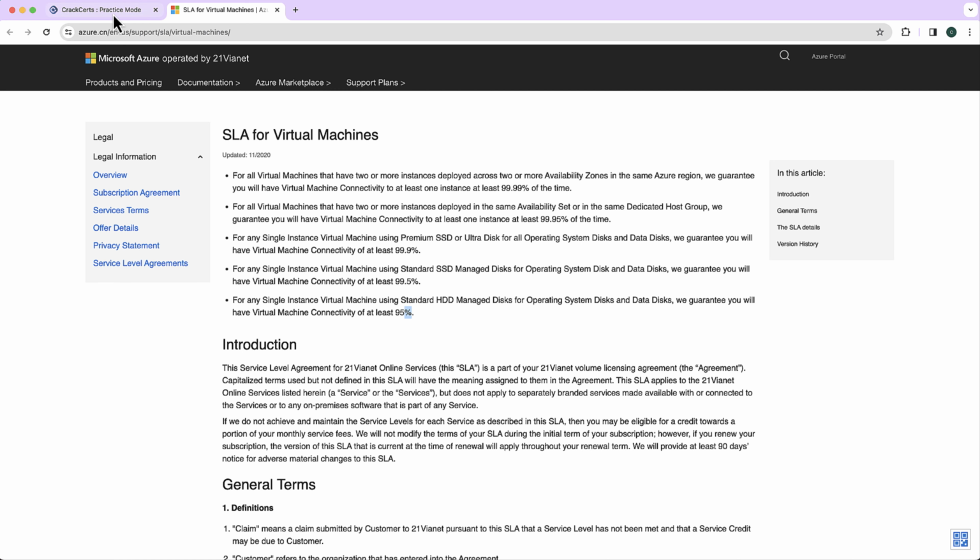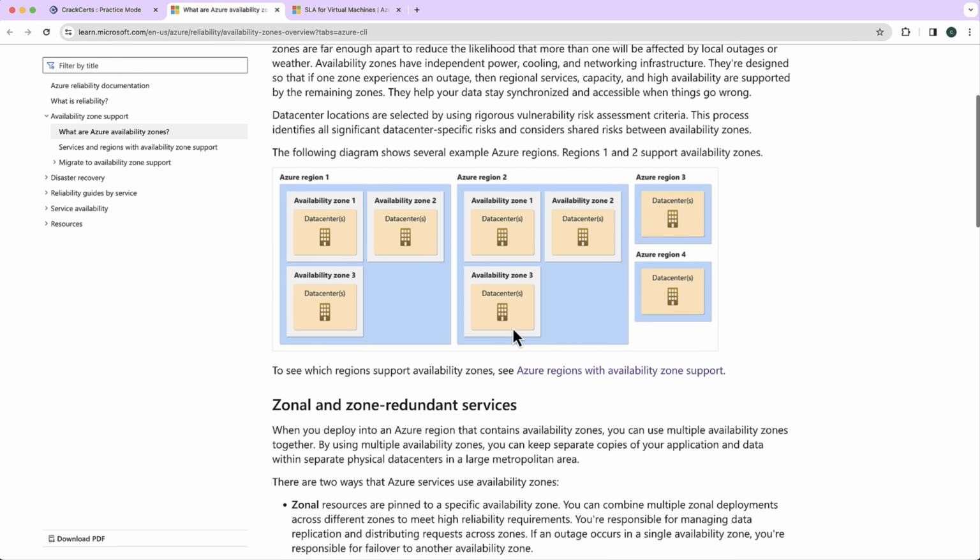Now let's also look at one more diagram for availability zones and understand why it is important. So here we have some regions: Azure region 1, region 2, region 3, and region 4. A lot of regions support availability zones, but a few regions do not. For example, region 1 and region 2 support availability zones, so there are some availability zones in these regions, while region 3 and region 4 do not have any availability zone as of now. So for example, if we have Azure region 1 and we have 3 different availability zones, these 3 different availability zones are 3 different physical locations within the same Azure region.